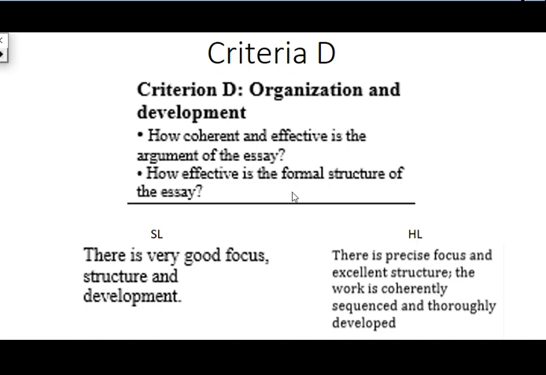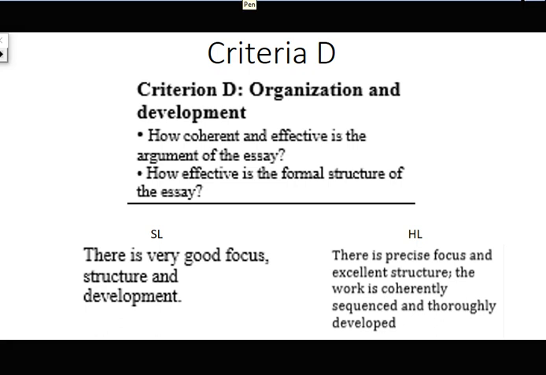So this is the criteria D and E video where we look at the structure and language of your paper 2 essays. So we'll start with criteria D, and we can really divide this into two things: your organisation, so how you structure your response, and your development.